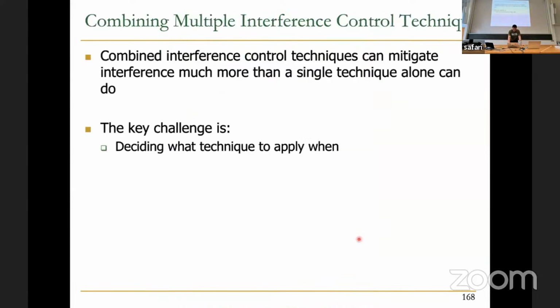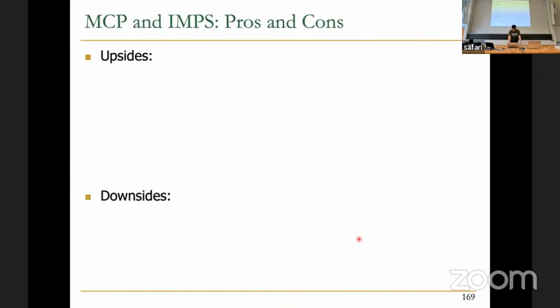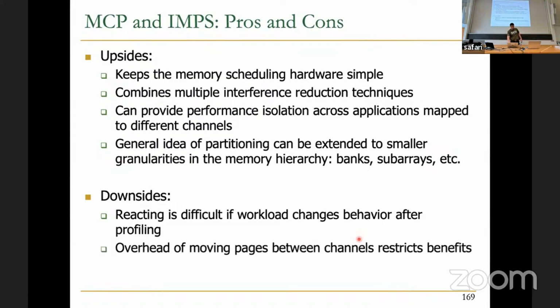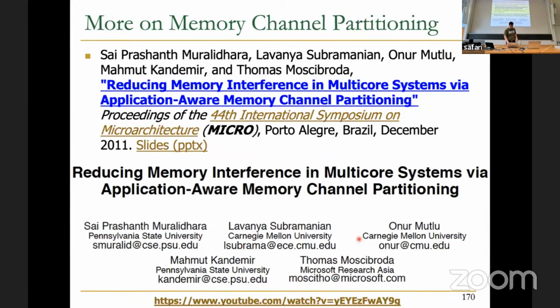Anyways, I was going to talk about the key downside. The upsides hopefully are somehow clear. I don't have much time, but you have to move pages between channels when you want to apply this. So basically, you profile the application in one time quantum, and in the next time quantum, if the decision is to isolate the pages of that application from another application, you might have to move all the data to the other channel, and that induces a lot of overhead. So that's good to think about, and how to reduce it. Maybe it's a good idea.